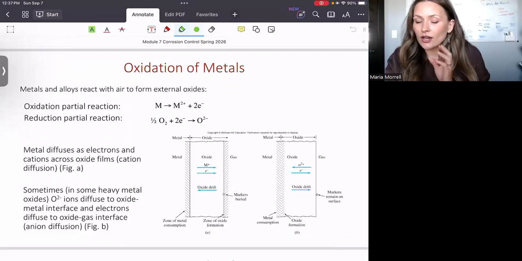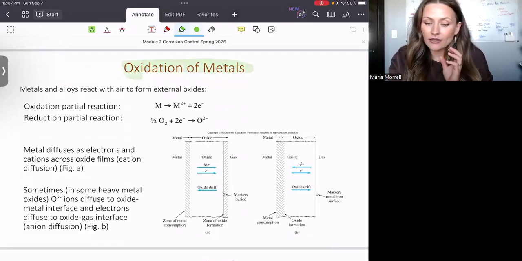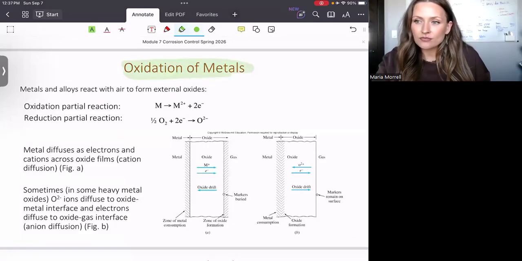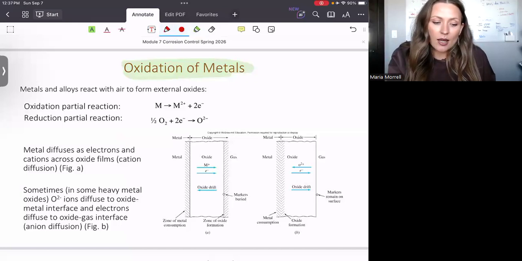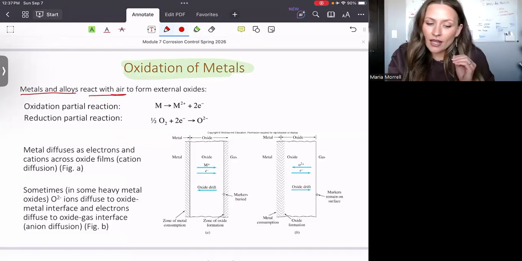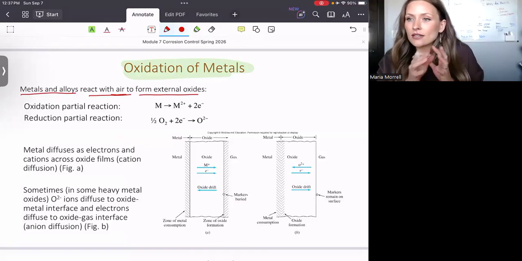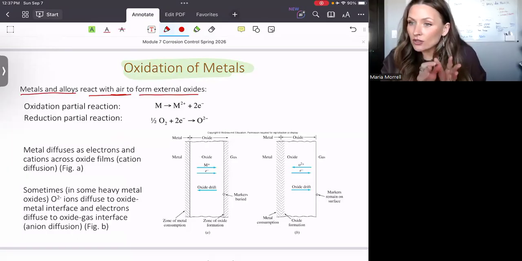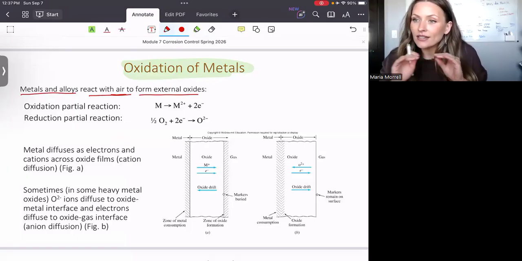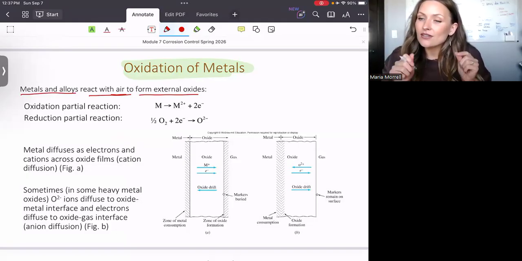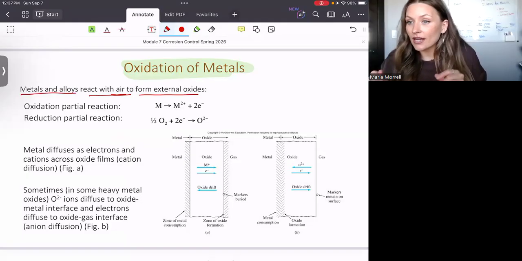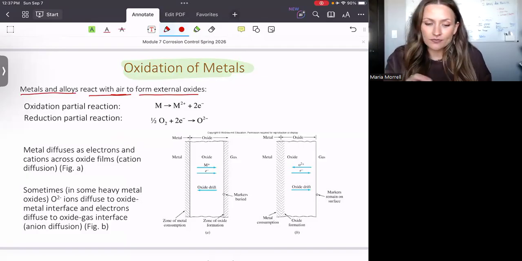is to form an oxide layer on their surface. In other words, metals and alloys can react with the air to form external oxides. And the reason this is important is because for certain metals, that oxide layer that naturally forms on their surface can serve as a protective layer from the corrosion.